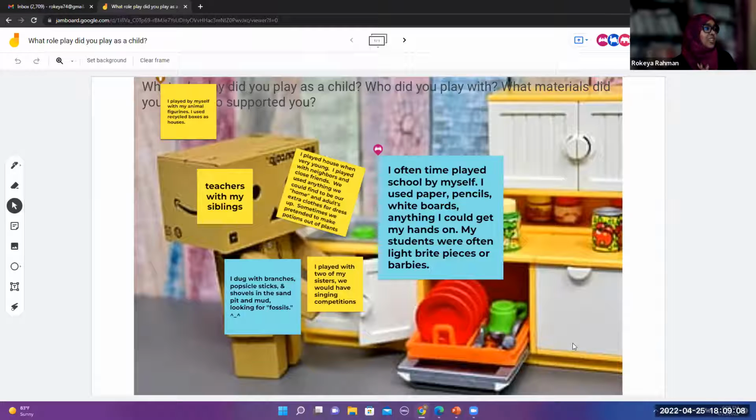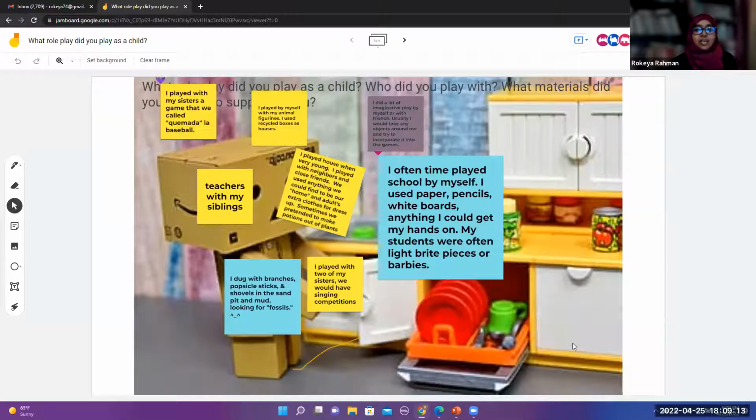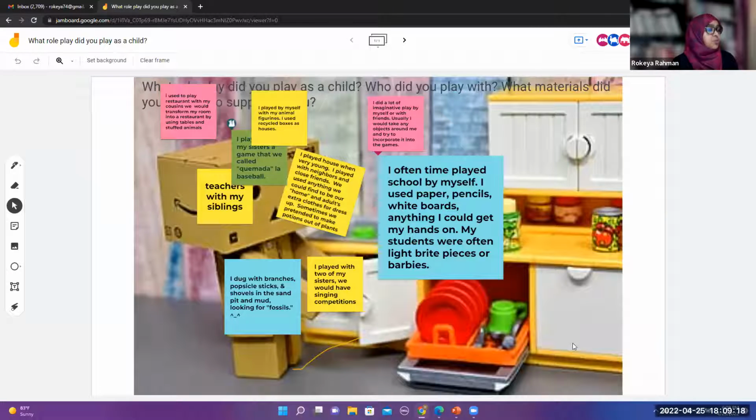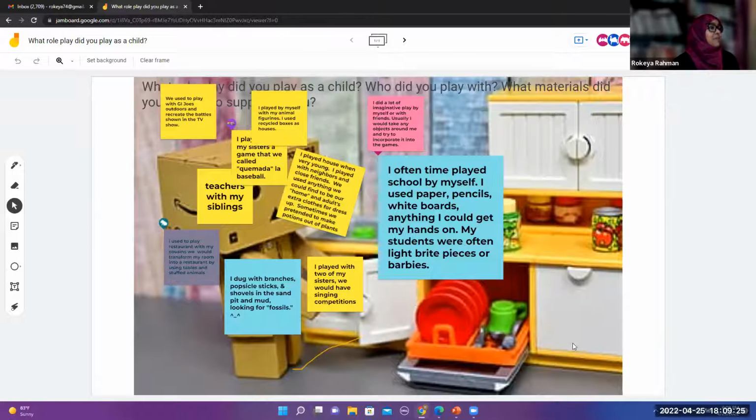So much sweet memory. I can definitely remember the way I used to play with my siblings, especially. One of you said, I played with two of my sisters. We would have singing competitions. So wonderful, so sweet. I played by myself with my animal figures. I used recycled boxes as houses. Isn't it so creative? Think about children, they don't need anything as long as they have some empty boxes or pillows or some blocks. Thank you so much for sharing.